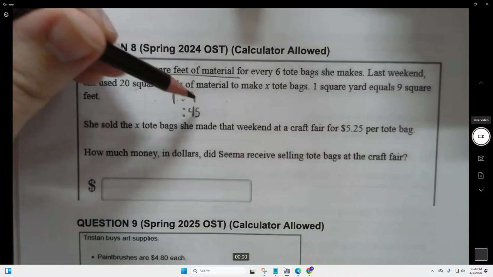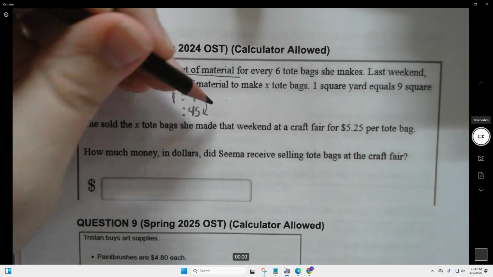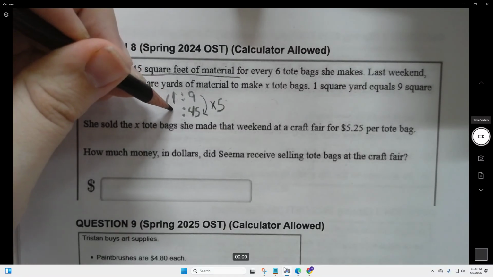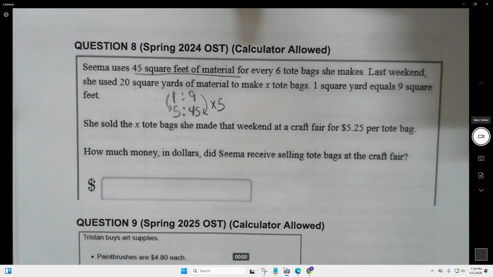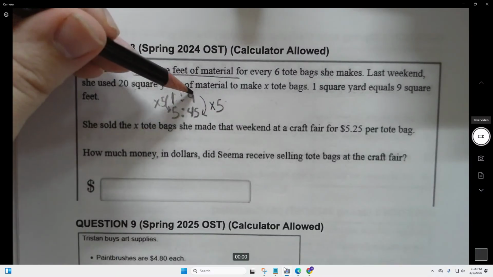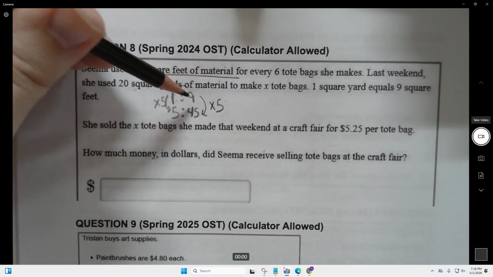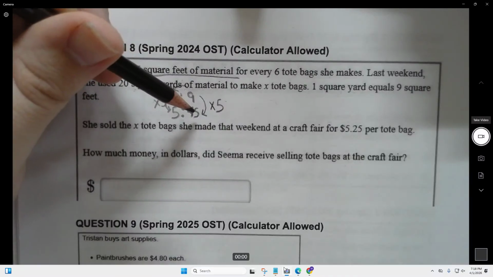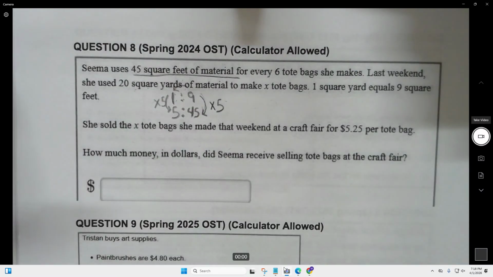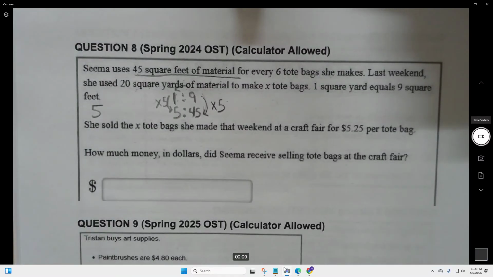Okay? So, you can do this a variety of ways. You go from 9 to 45. That would be multiplying it by 5, which would give you 5. You could have also figured out that 1 to 9 involves dividing by 9 to go from 9 to 1. So you could have divided by 9 to go from 45 to 5. But this, in my opinion, is the easier way. So they made 5 sets of tote bags.